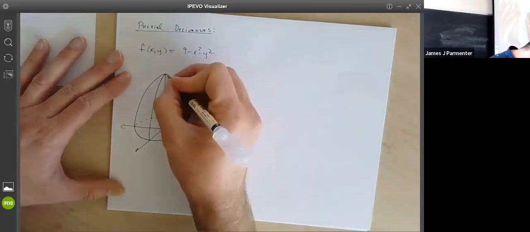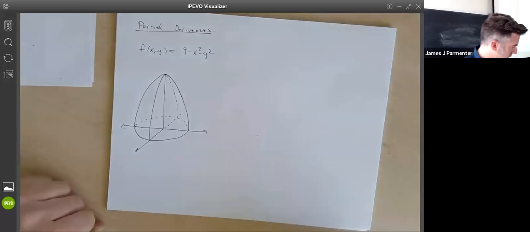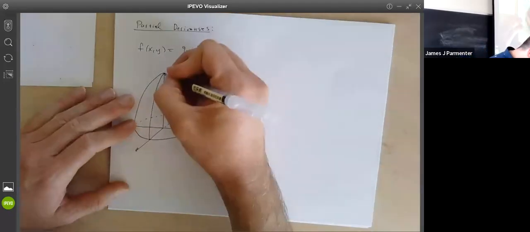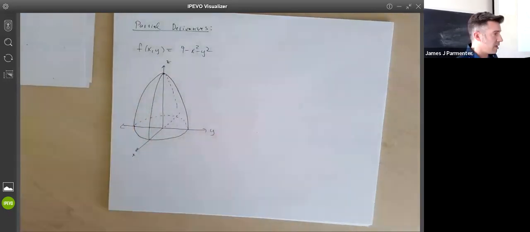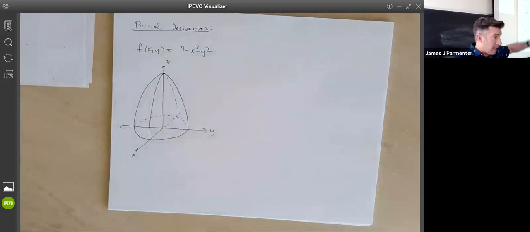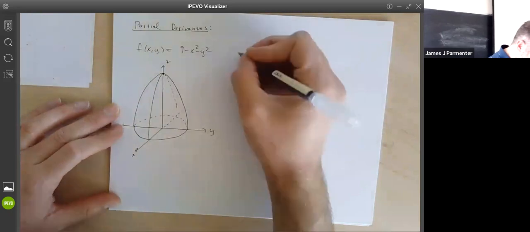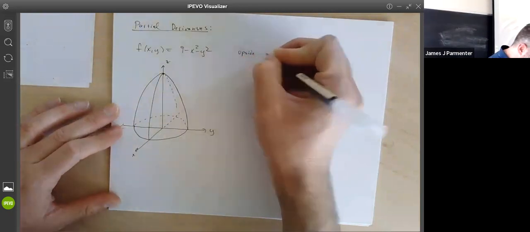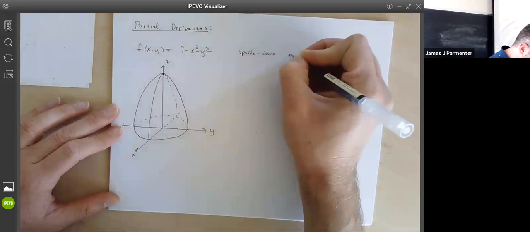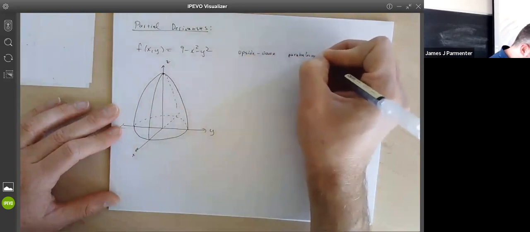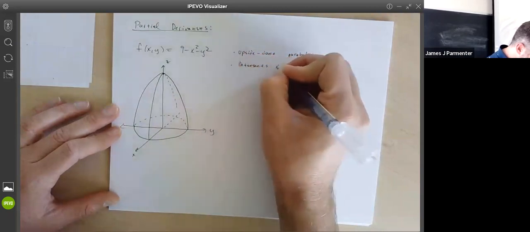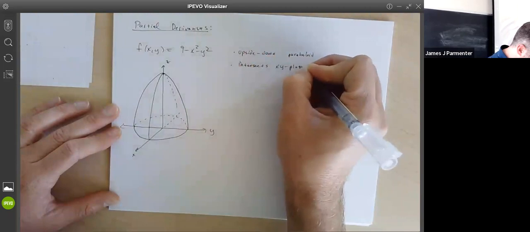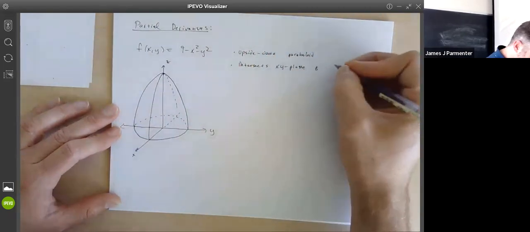So here is my downward opening paraboloid. Here's my z-axis, my x-axis, my y-axis. I've clearly cut it off now, right? Because this would keep going down, down, down, down, down. I just can't draw all of that. So we have an upside down paraboloid. It intersects the XY plane, or what I should really say is the trace in the XY plane is a circle of radius 3.